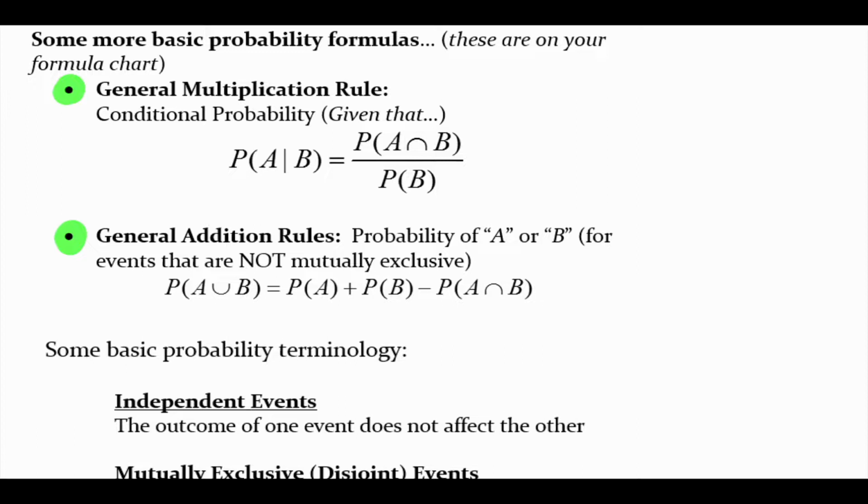All right. The general multiplication rule is conditional probability. We'll talk about that next section. Don't worry about this section. This section is more general addition rules.